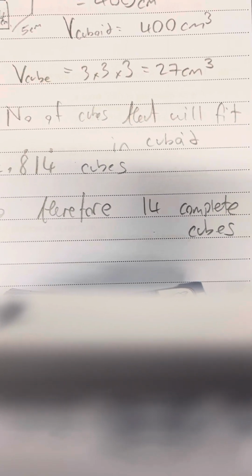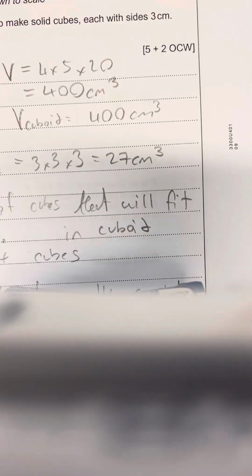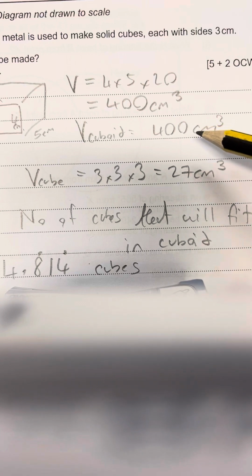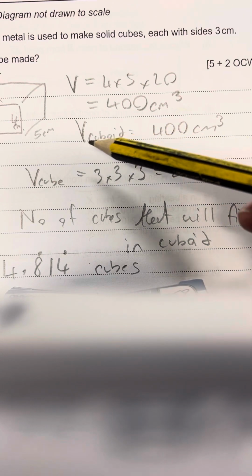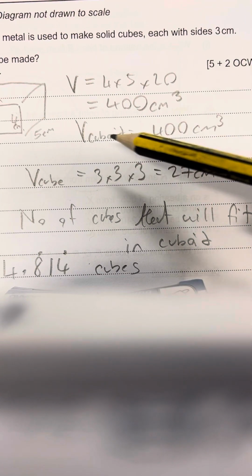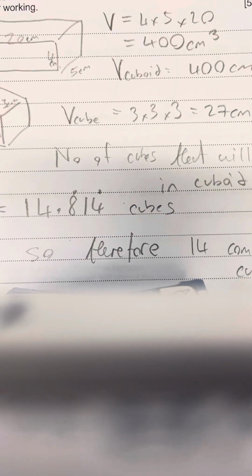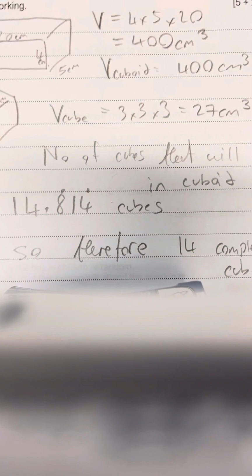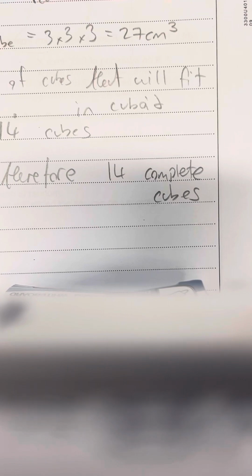Okay, so let's just go back over this a sec. This is an OCW question, so notice how at every point I've identified what each thing is. I've just written 400 with no unit, I've identified what it is, so that's my marks for these. And I've also given the correct unit, that's the other mark. Same thing again. What is this 27? It's the volume of the cube in centimeters cubed. Then I've identified the number of cubes that will fit the cuboid, which is 400 divided by 27, which is 14.814 recurring. And I've even given the unit, it is cubes. So therefore, it is 14 complete cubes.